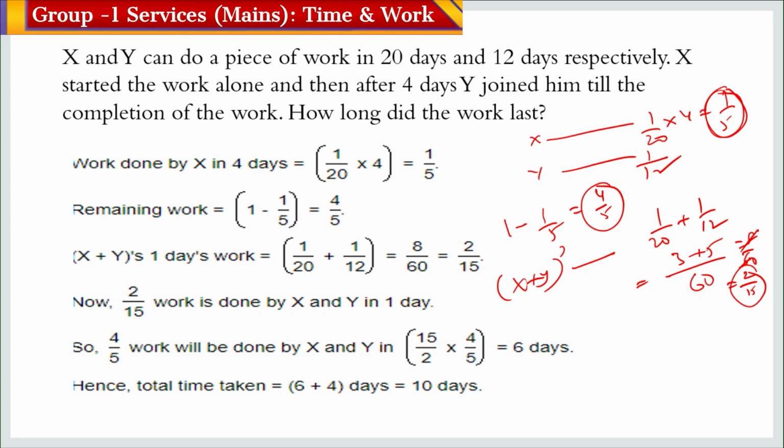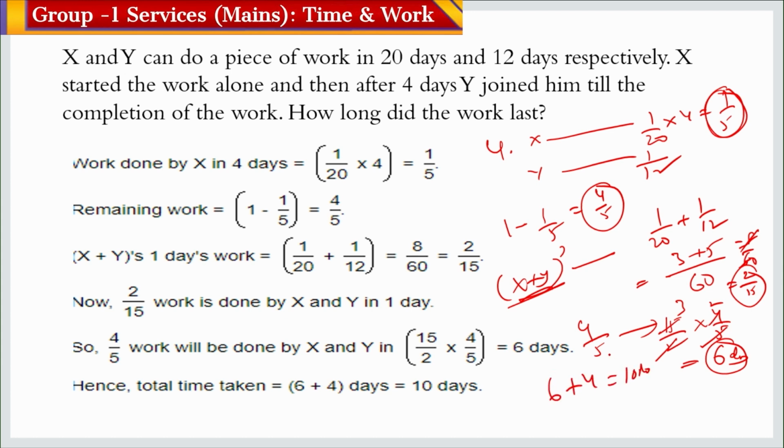To do the work of 4 by 5 by X plus Y's 2 by 15, it is 15 by 2 into 4 by 5. 5 ones are 5, 5 threes are 15, 2 ones are 2, 2 twos are 4, so 3 twos are 6. So, 6 days. The remaining work can be done by X plus Y in 6 days. X initially worked 4 days. So, 6 plus 4 is 10 days. Clear? In this manner, you can calculate the value.